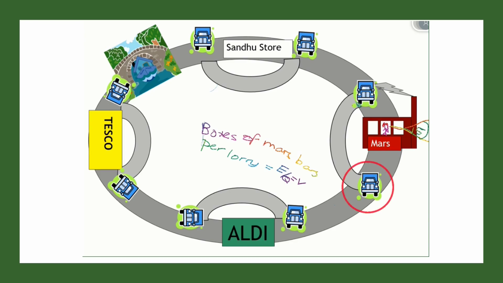This lorry's just gone through the factory. How many Mars bars does it have? 15. This lorry's just been round and done its deliveries, and it's coming back to the factory. How many Mars bars must it have on board? It must have none. If this lorry driver comes back with Mars bars on board, he's not going to be very long with the company.